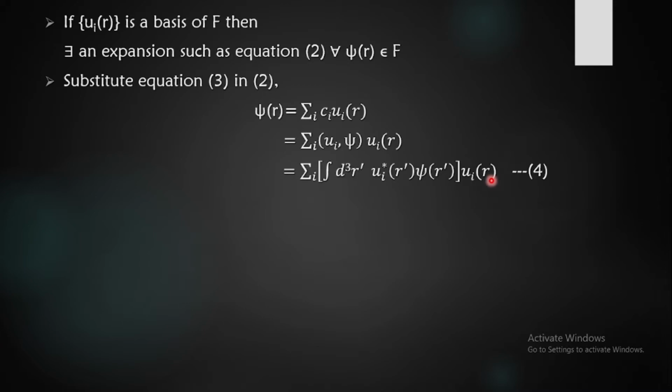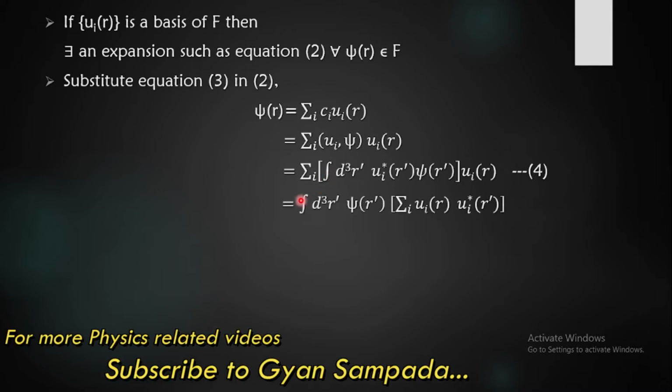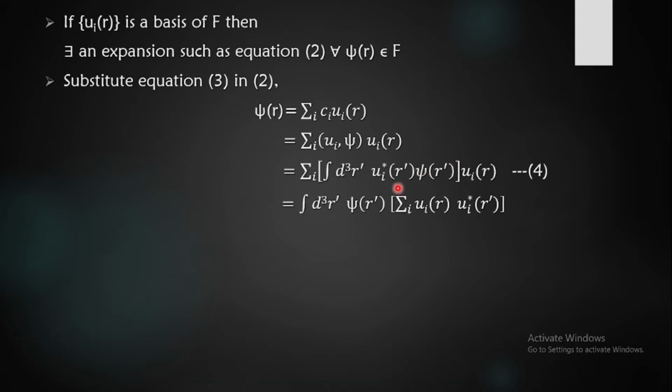Now in order to solve it, let us interchange summation and integration. By this we can write it as the integration of d cube r dash into xi of r dash into summation over i of ui of r into ui star of r dash.